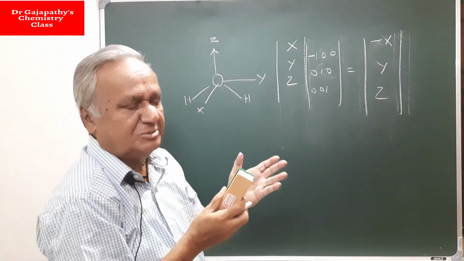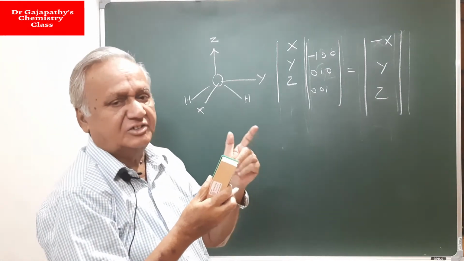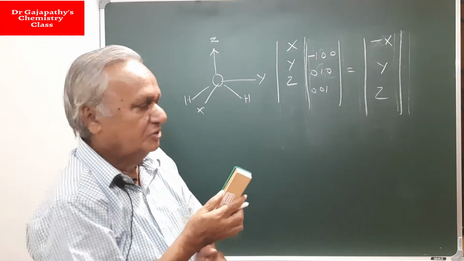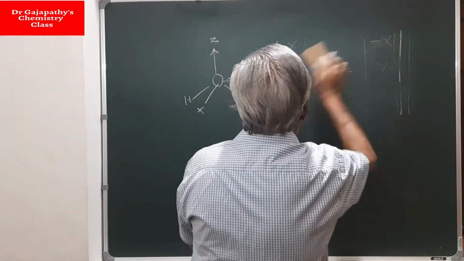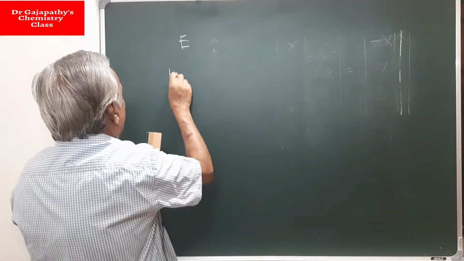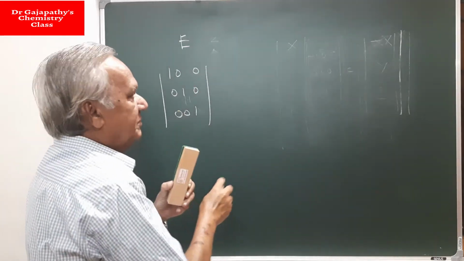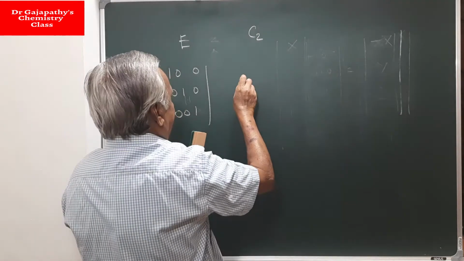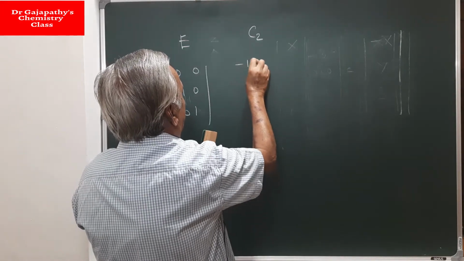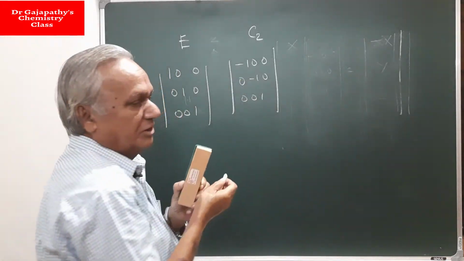So the four operations possible in the water molecule are E, C2, sigma xz, and sigma yz. I have identified the transformation matrices for all the four. So let me write them like this. For the water molecule, the E matrix is 1 0 0, 0 1 0, 0 0 1. For C2, the z axis is the axis, so minus 1 0 0, 0 minus 1 0, 0 0 1 is the transformation matrix for C2.